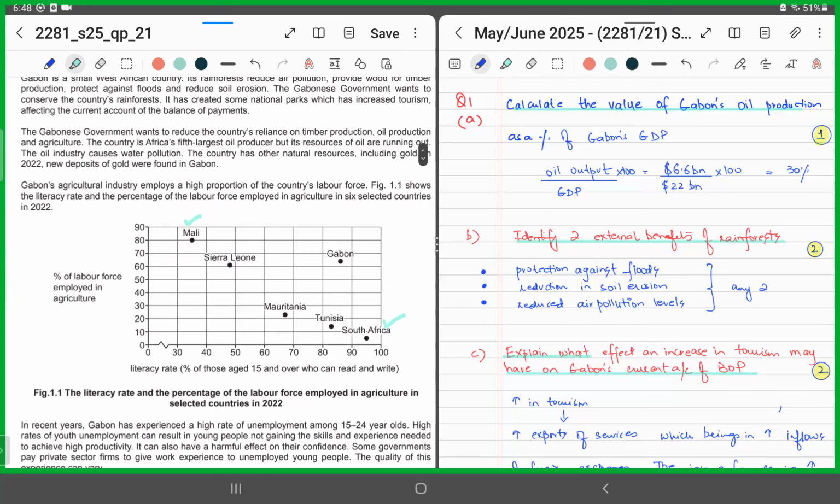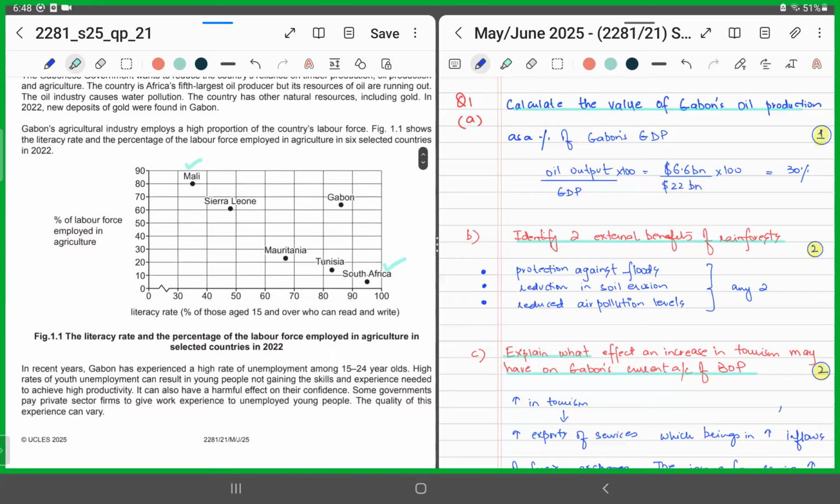All right. In recent years, Gabon has experienced a high rate of unemployment among 15 to 24-year-olds. High rates of youth unemployment means its younger population is experiencing unemployment, especially those who are around 15 to 24 years of age. With youth unemployment, they're not gaining the skills and experience needed to achieve high productivity.